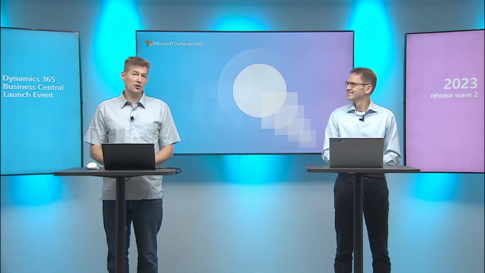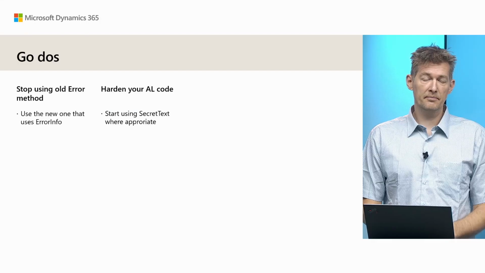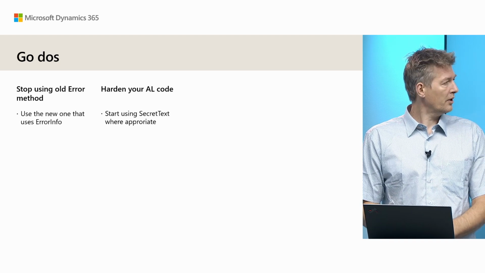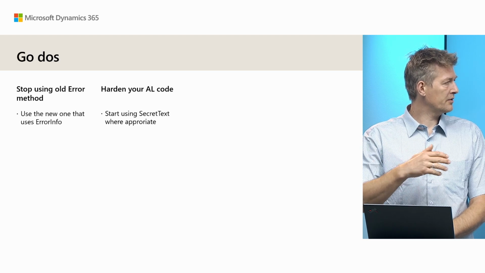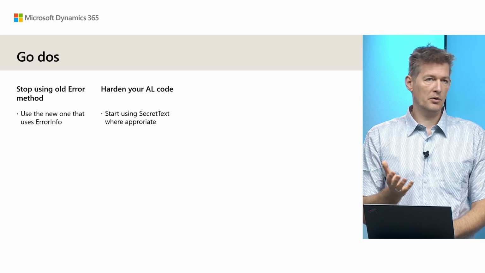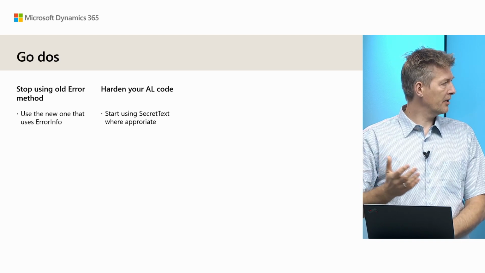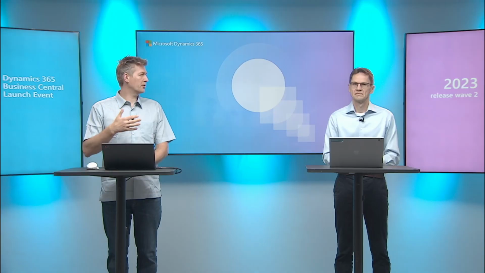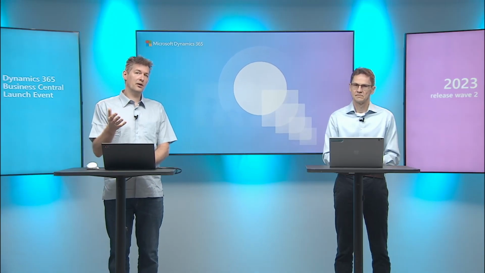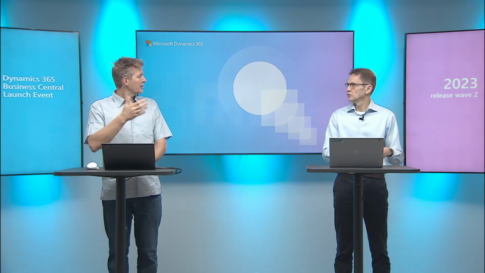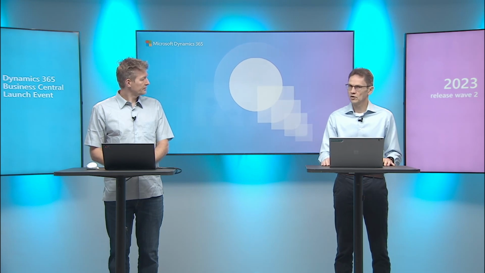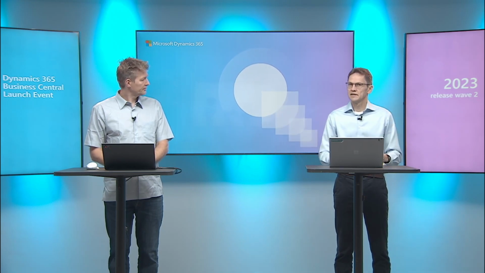Wait for it. So, go-dos, of course, the main advice here is you should stop using the old error method, the one that just has normal parameters, the one that is not using the ErrorInfo data type. The ErrorInfo data type is the way forward. This is where we put all the goodies, all the new stuff. And it's also a non-breaking way of doing it, right?